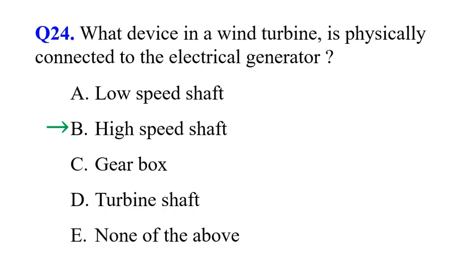What device in a wind turbine is physically connected to the electrical generator? You will see low speed shaft, high speed shaft, gearbox, turbine shaft, and all these components. So what is physically connected to the electrical generator? That is the key thing. The low speed shaft is not connected to the electrical generator. You need high RPM to get the desired output of the generator. So to get that, the generator is connected to the high speed shaft.